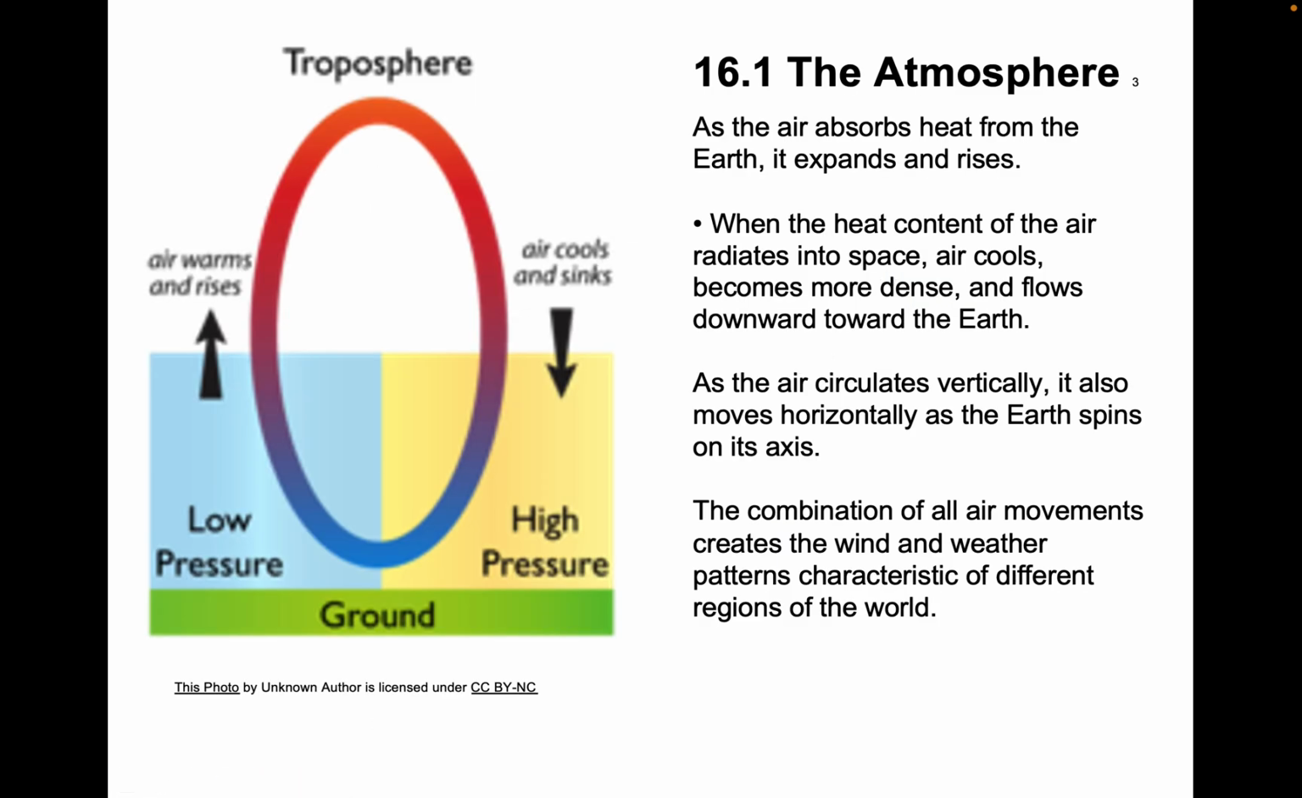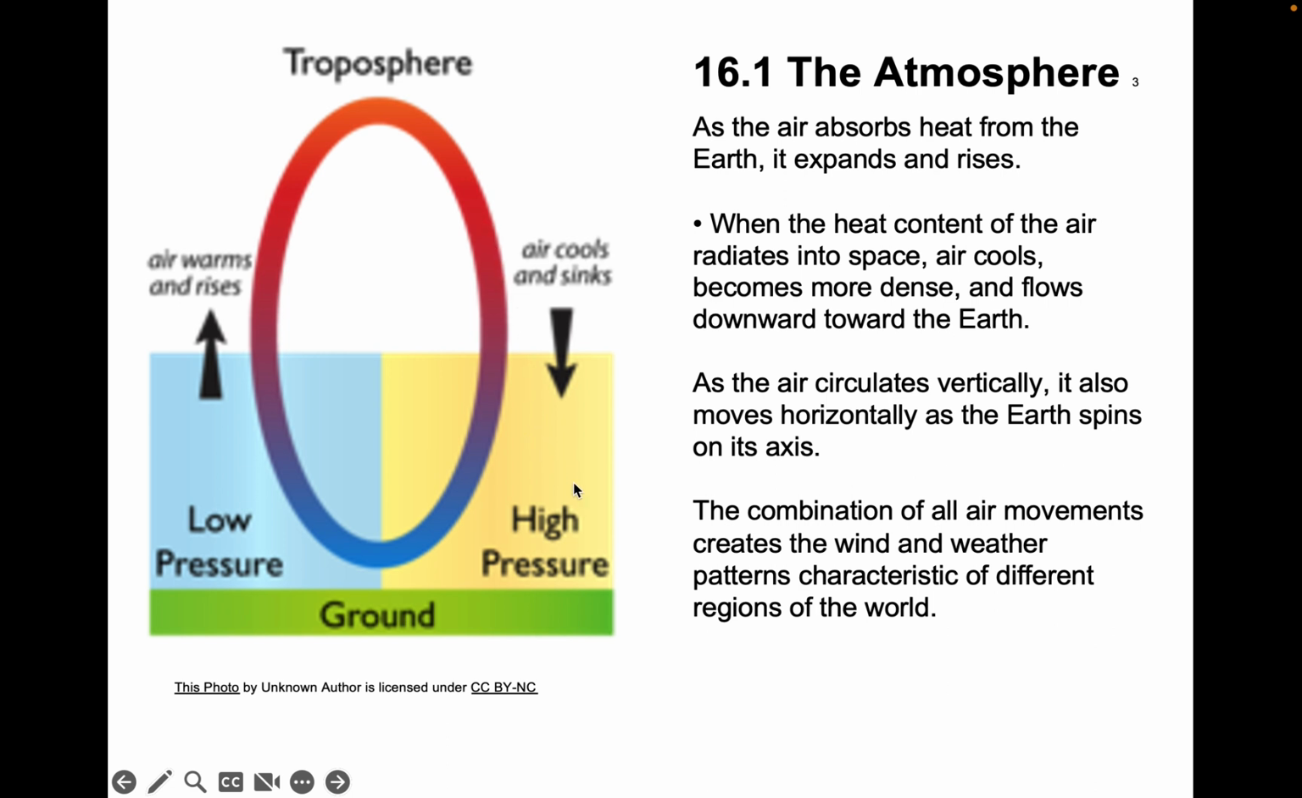As air absorbs heat from the earth, it expands and rises. And when the heat content of the air radiates into space, the air cools and becomes more dense and flows back down towards Earth. That causes a circulation of air that forms a pattern like this. Warm air gets heated by the earth and rises. As it rises, the air cools and sinks back down.